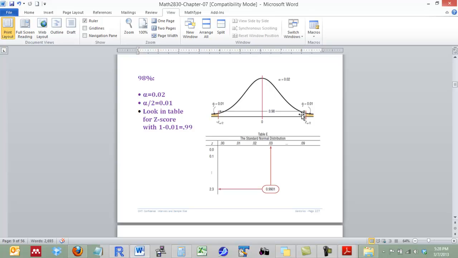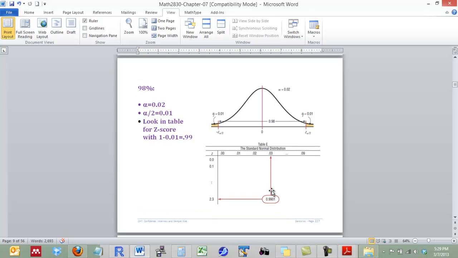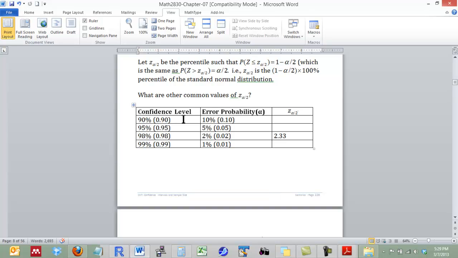And if I want to figure out the corresponding z value, the z value that has either 0.01 above or the 1 minus that, so 0.99 below, you need to go to the standard normal table. And so the closest you're going to get is a 2.33, which has 0.9901 below it. So that is the corresponding percentile for a 98% confidence interval. So let's look at a few others.